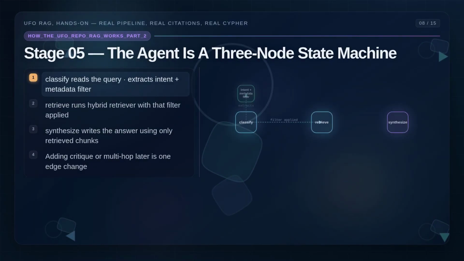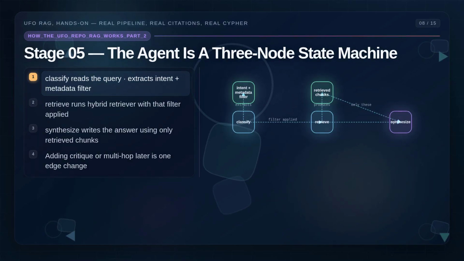Stage 05 wraps the retriever in a LangGraph state machine. 3 nodes, 2 edges, 1 typed state dict that every node mutates by returning a partial update. The classify node looks at the question and produces a query plan, an intent label, and any metadata filters the question implies. The retrieve node calls the hybrid retriever with that filter applied as a pre-filter, so we never search outside the relevant agency or file when one is named. The synthesize node takes the retrieved chunks and writes the final answer with inline numbered citations back to specific PDF pages.